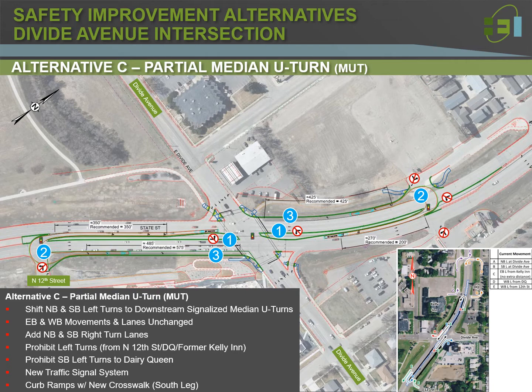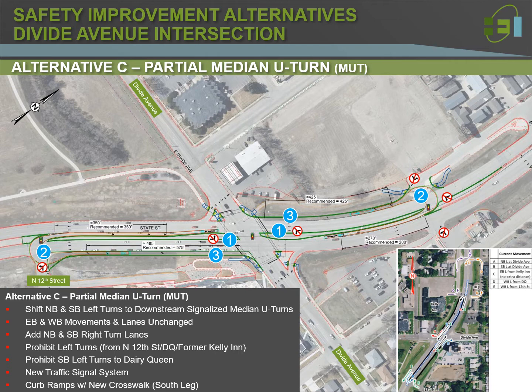Shift northbound and southbound left turn lanes through Divide Avenue, location 1 depicted by blue circle, to where drivers would make a U-turn at a new signalized median location, blue circle number 2, and travel in the opposing direction to complete a right turn to continue travel along Divide Avenue, blue circle number 3. Eastbound and westbound turning movements and traffic lanes remain unchanged. Add northbound and southbound right turn lanes.